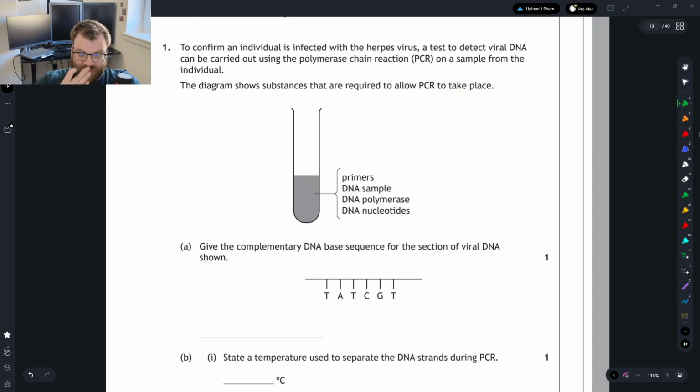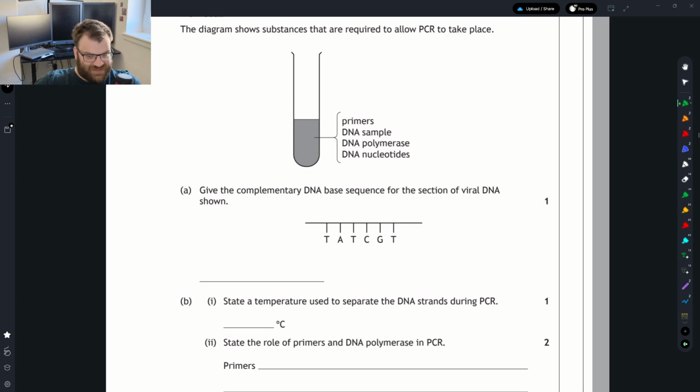Moving on to paper 2, we're asked about the DNA sequence in this test for detecting a virus. Complementary base sequence. It's still ATGC because we're still in DNA. T pairs with A, pairs with T, with A, C goes with G, goes with C, and then A for the other one there.